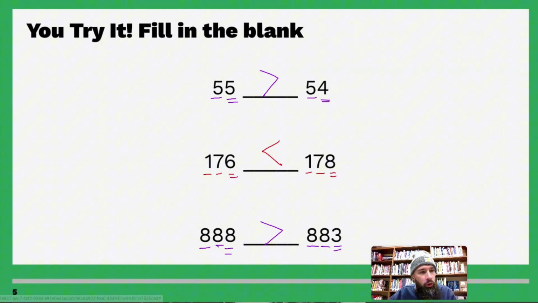So let's read each of these again. 55 is greater than 54. 176 is less than 178. And 888 is greater than 883.